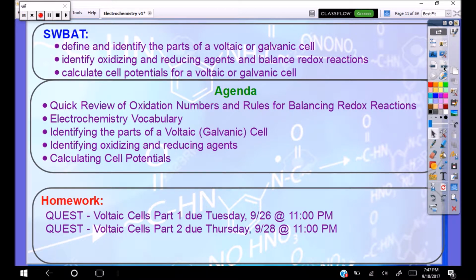But if you are really struggling with balancing redox reactions, I will have a separate optional play pause it for you with a couple more examples that were not seen in the summer assignment, and that should be helpful for those that need it. We'll also calculate cell potentials for our voltaic cells. So we're going to review first, cover a lot of the electrochemistry vocabulary, and then we'll identify the parts of our cell, and then we'll have some practice problems identifying oxidizing and reducing agents and calculating cell potentials.